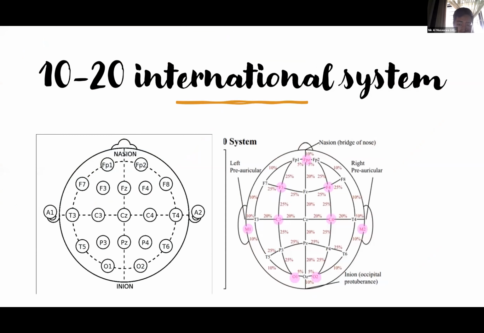And this is the 10-20 international system. This is a standardized system used to place the electrodes on the scalp of the patient. The way we do it is that first we need to find the nasion, which is the bridge of the nose, as well as the inion, the occipital protuberance. Then we take a measuring tape and measure from the nasion to the inion. Let's say mine is around 43. So 10% of 43 is 4.3.